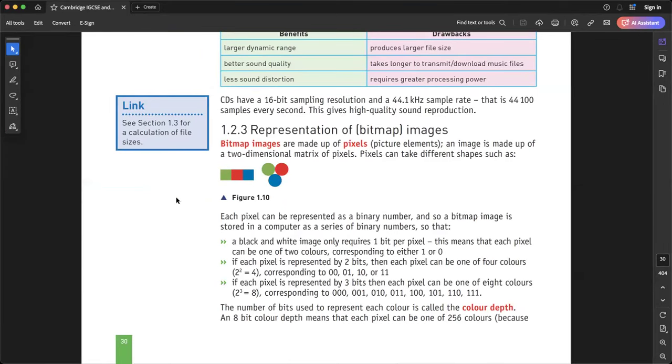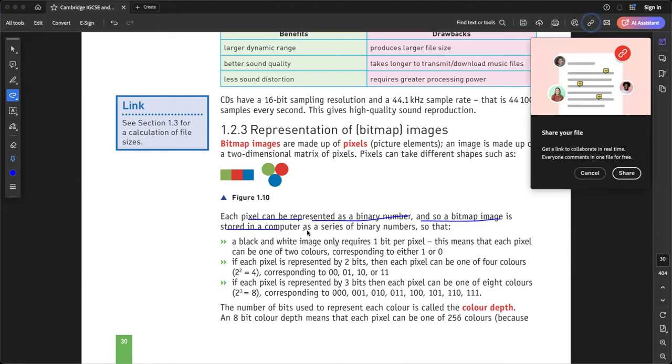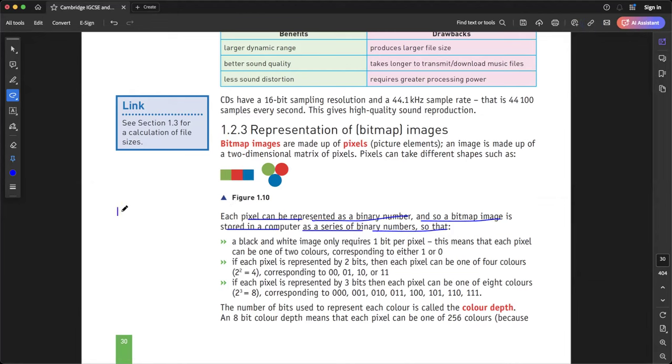As we know, pixels are represented as binary numbers. Each pixel can be represented as a binary number, and a bitmap image is stored in a computer as a series of binary numbers. We already know that all data is stored in the form of binary numbers. Whatever the pattern is, it is going to be represented as binary, and those numbers represent a bitmap image.